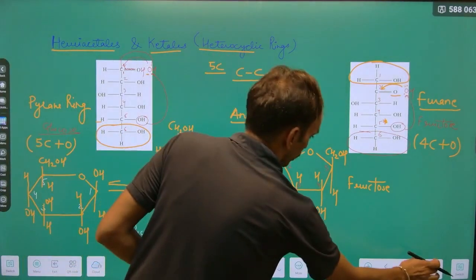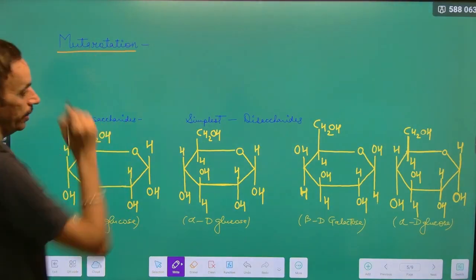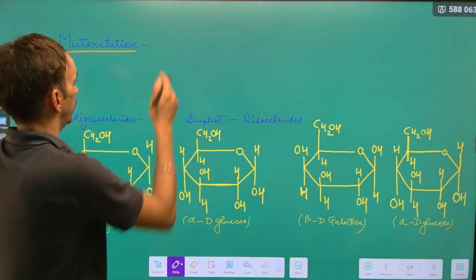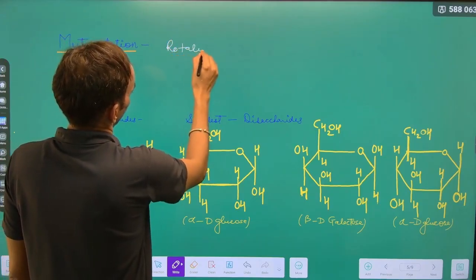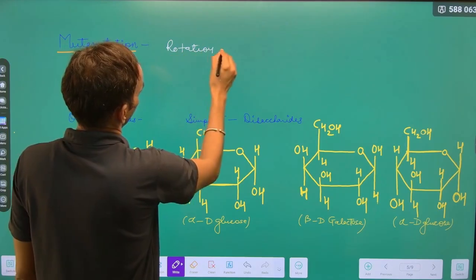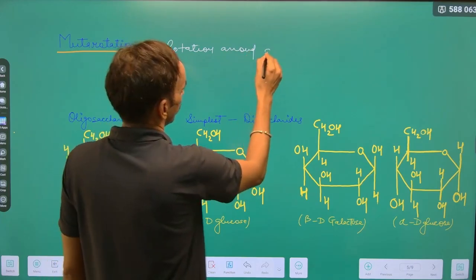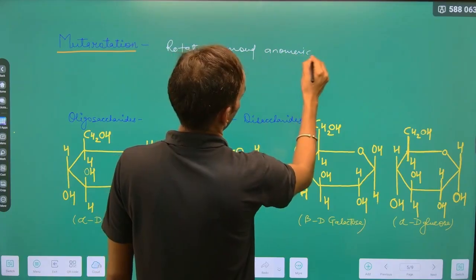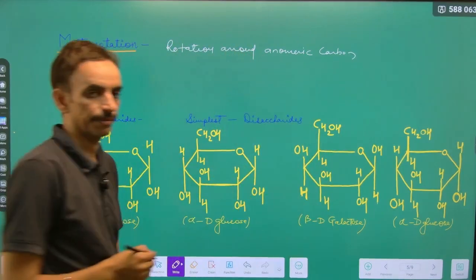Next is the concept of म्यूटा-रोटेशन. सिंपली पहले वाला जो कॉन्सेप्ट अभी अपन ने क्लियर किया उसी पे बेस्ड है, that is the rotation that occurs around the anomeric carbon. The rotation around the anomeric carbon is known as the म्यूटा-रोटेशन.